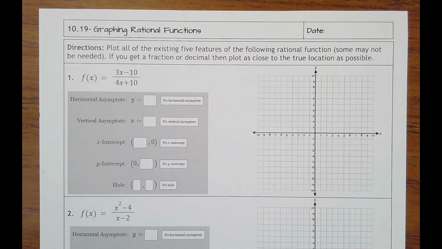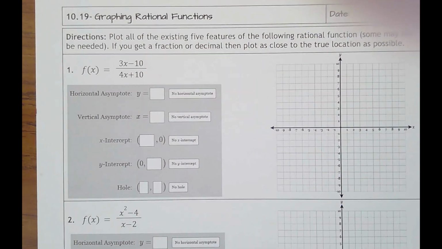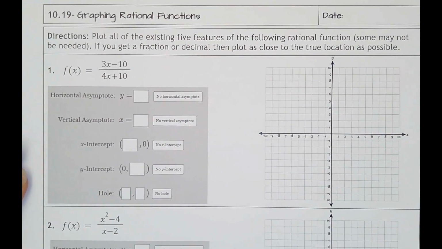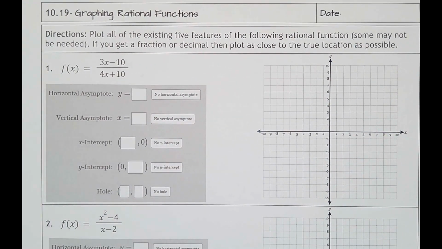Lesson 10.19, the last one in this unit, is graphing rational functions. So now we're really putting it all together by finding the characteristics and putting it on a graph. Zoom in a little bit. These are all the 5 features of the function they want us to find, and some you may not have.